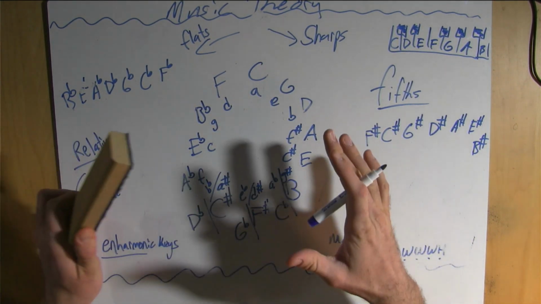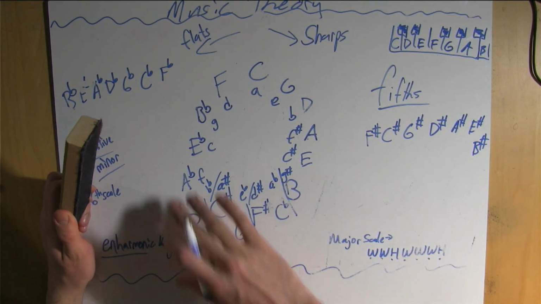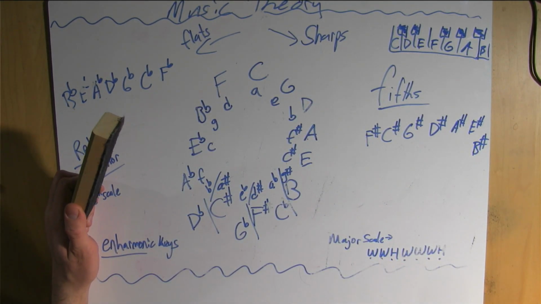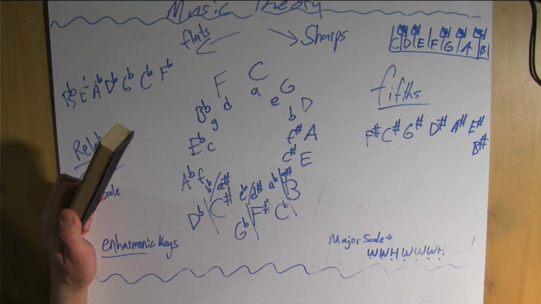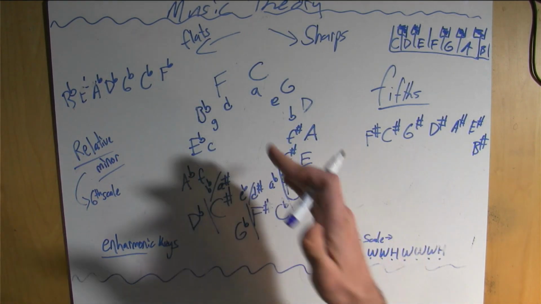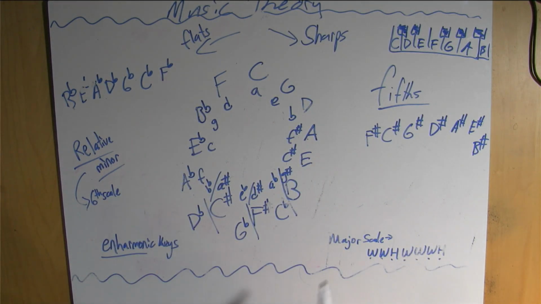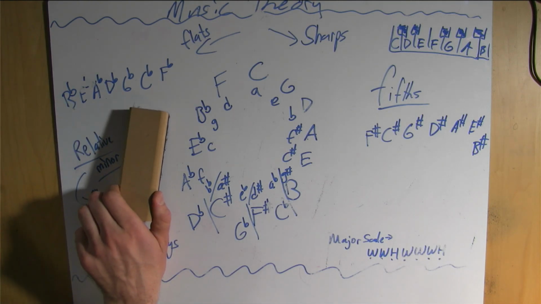Okay, now we have our complete circle of fifths. So now what? What can you actually do with this? Well, besides just figuring out the keys that have how many sharps, how many flats, whatever, okay? There's actually a couple of other utilities. So let me show you some.